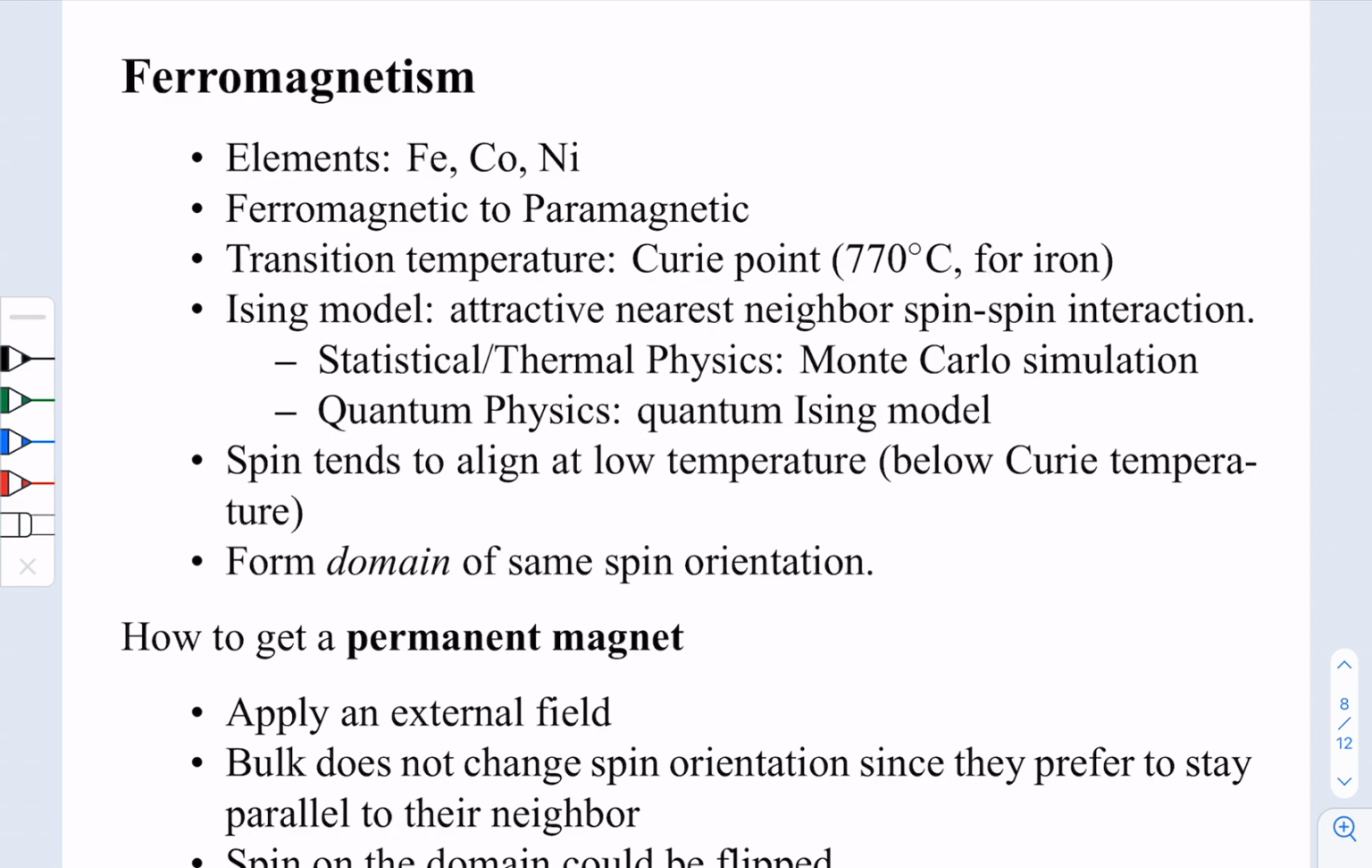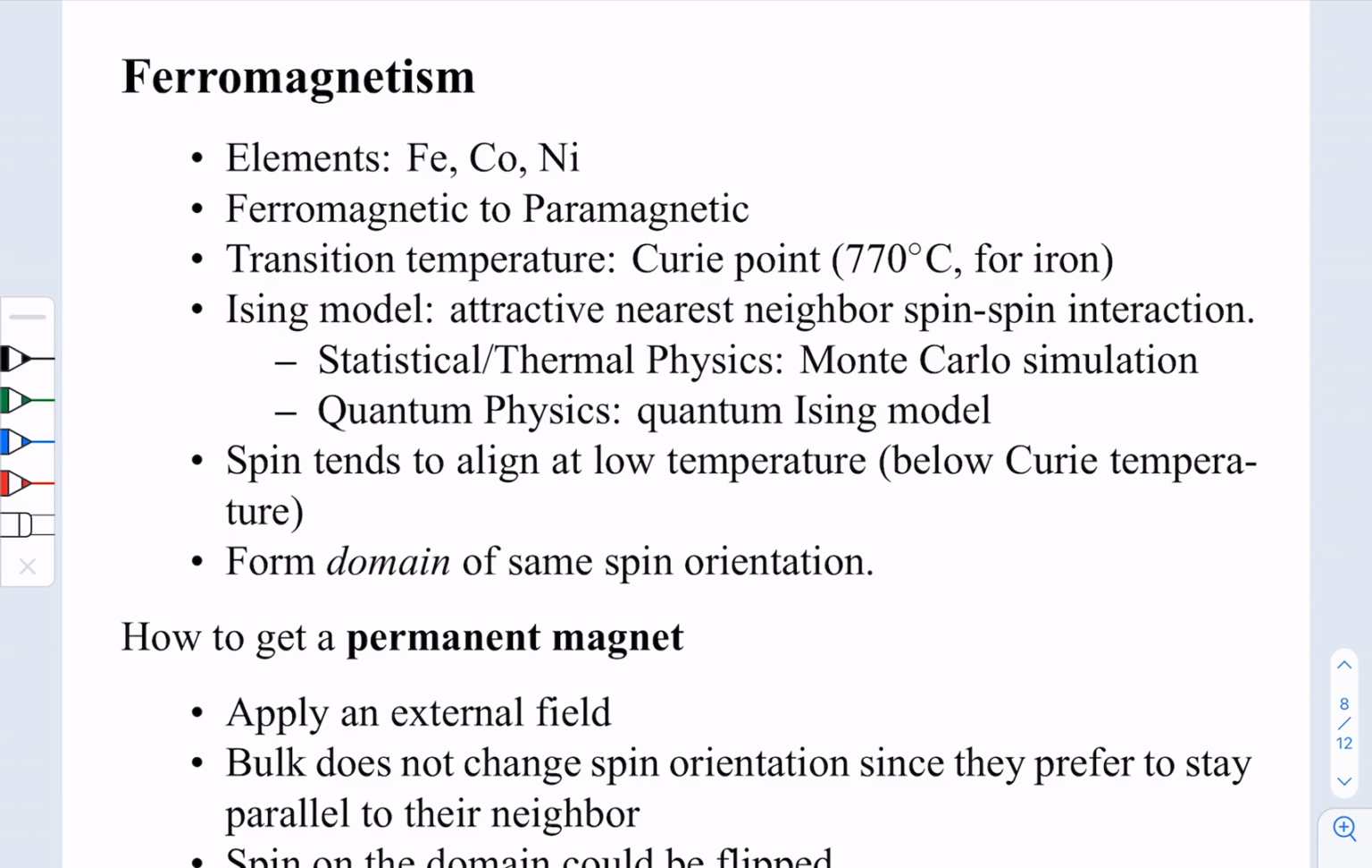So for iron, it's typically a ferromagnetic material if it's not heated to very high temperatures. And the physical model to describe the ferromagnetism is complicated. One of the simple models that captures the essential physics of ferromagnetism is called the Ising model.